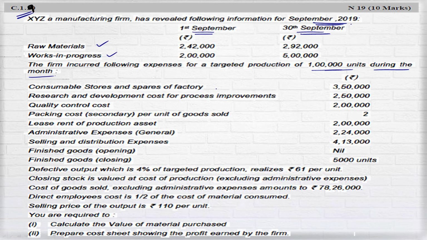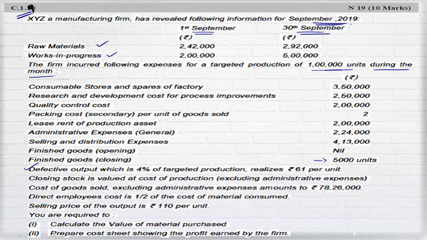Consumable stores and spares of factory, research and development, quality control cost, packing cost, lease rent of production asset, administrative expenses, selling and distribution expenses, finished goods opening is nil and finished goods closing is given in units. Defective output, which is 4% of targeted output production, realized 61 per unit.